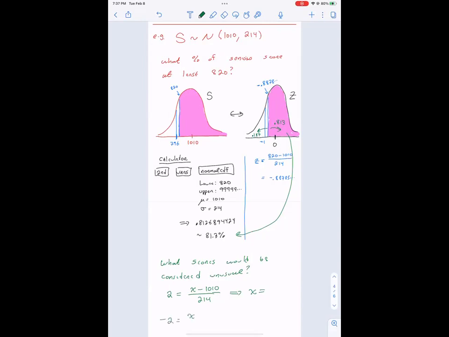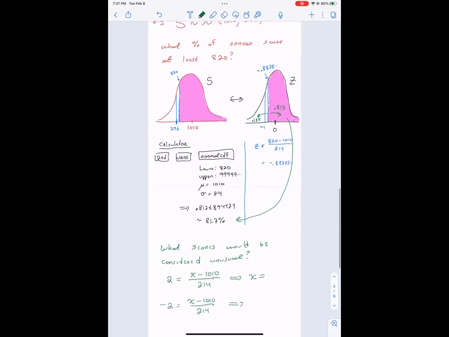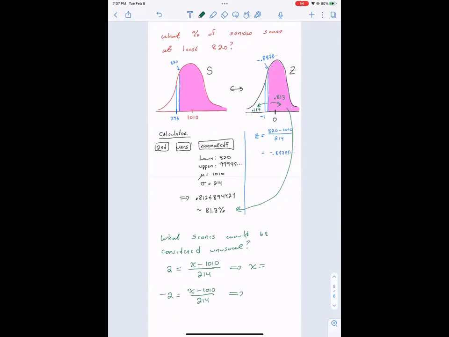Wait, can you do both? Can you do like 2 times 214 plus 1010? That's exactly what you do, the same one. So what is the data point that corresponds to a Z value of 2? 1438. And what's the Z score that corresponds to a Z score of -2? How did you get 1438? I multiplied 2 times 214, then added 1010. It will be 582. Cross multiply and then add.